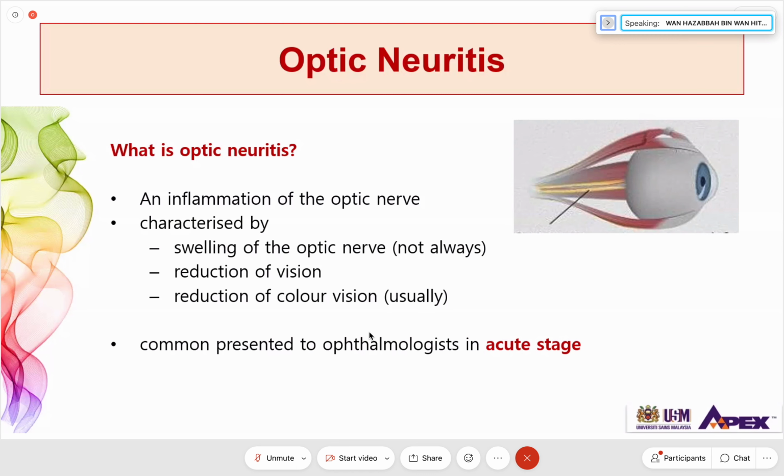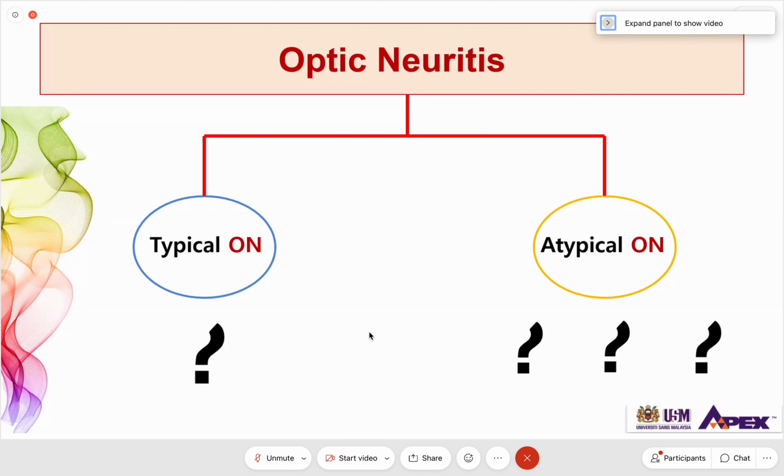Most of the time, patients present to our clinic in the acute stage. That means most patients may come within 1 or 2 days. Some will come very fast. Usually, it will not be so late, so it's quite easy to identify this kind of problem. So what we need to know now is what is typical and what is atypical optic neuritis.